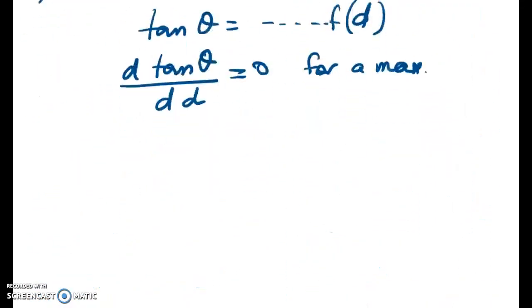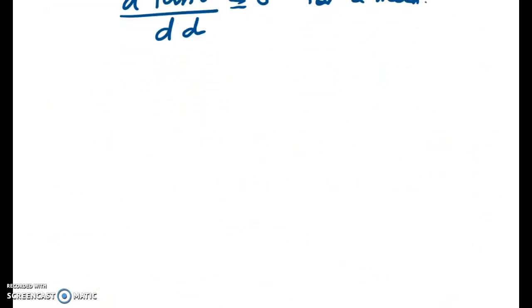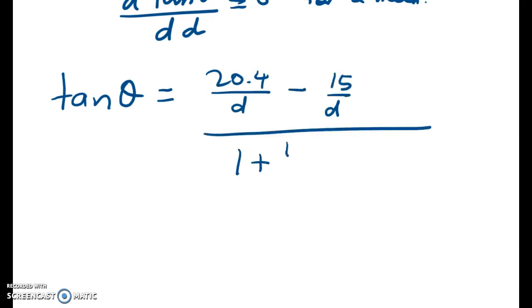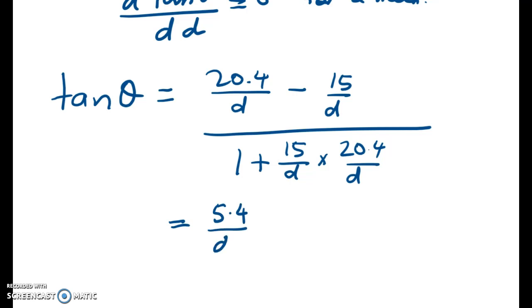I'm really sorry about all the scrolling. I hope no one's feeling seasick, but there you go. So tan theta is equal to 20.4 over d minus 15 over d over 1 plus those two times together, 15 over d times 20.4 over d. Right, we've obviously got a whole bunch of cleanup to do. The numerator gives me 5.4 over d divided by the denominator, which is 1 plus 306 over d squared.